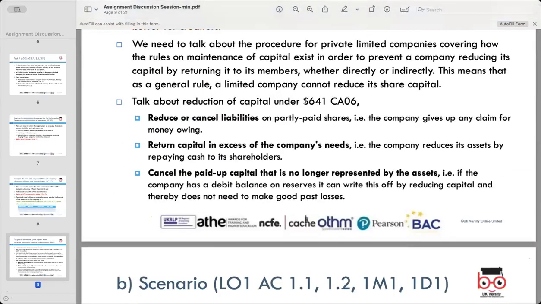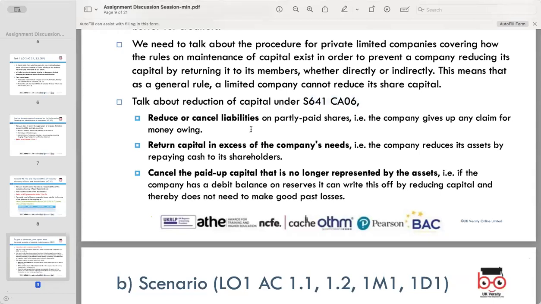Here, read Section 641 of the Companies Act 2006. Explain the concept of reducing capital and its limitations, especially under Section 641. Reduction or cancellation of liabilities on partially paid shares: describe situations where the company may give up any claim for money owing on partially paid shares.